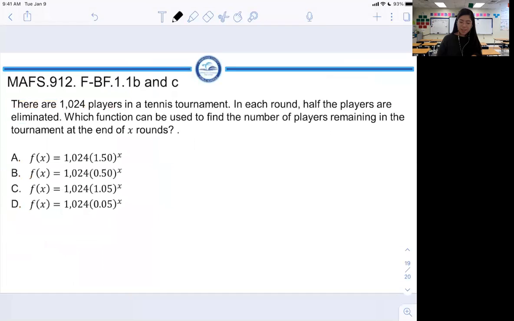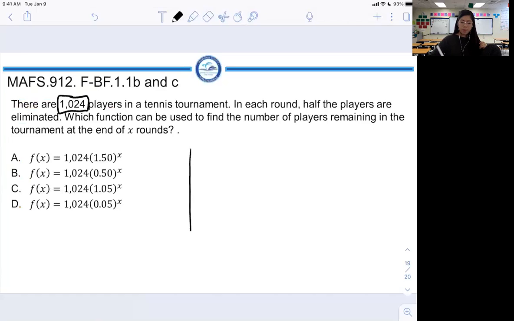All right, that leads us to our last one. There are 1,024 players in a tennis tournament. In each round, half the players are eliminated. Which function can be used to find the number of players remaining in the tournament at the end of x rounds? Okay, this was pretty cool. So we start with 1,024, and each round, half of the players are eliminated.